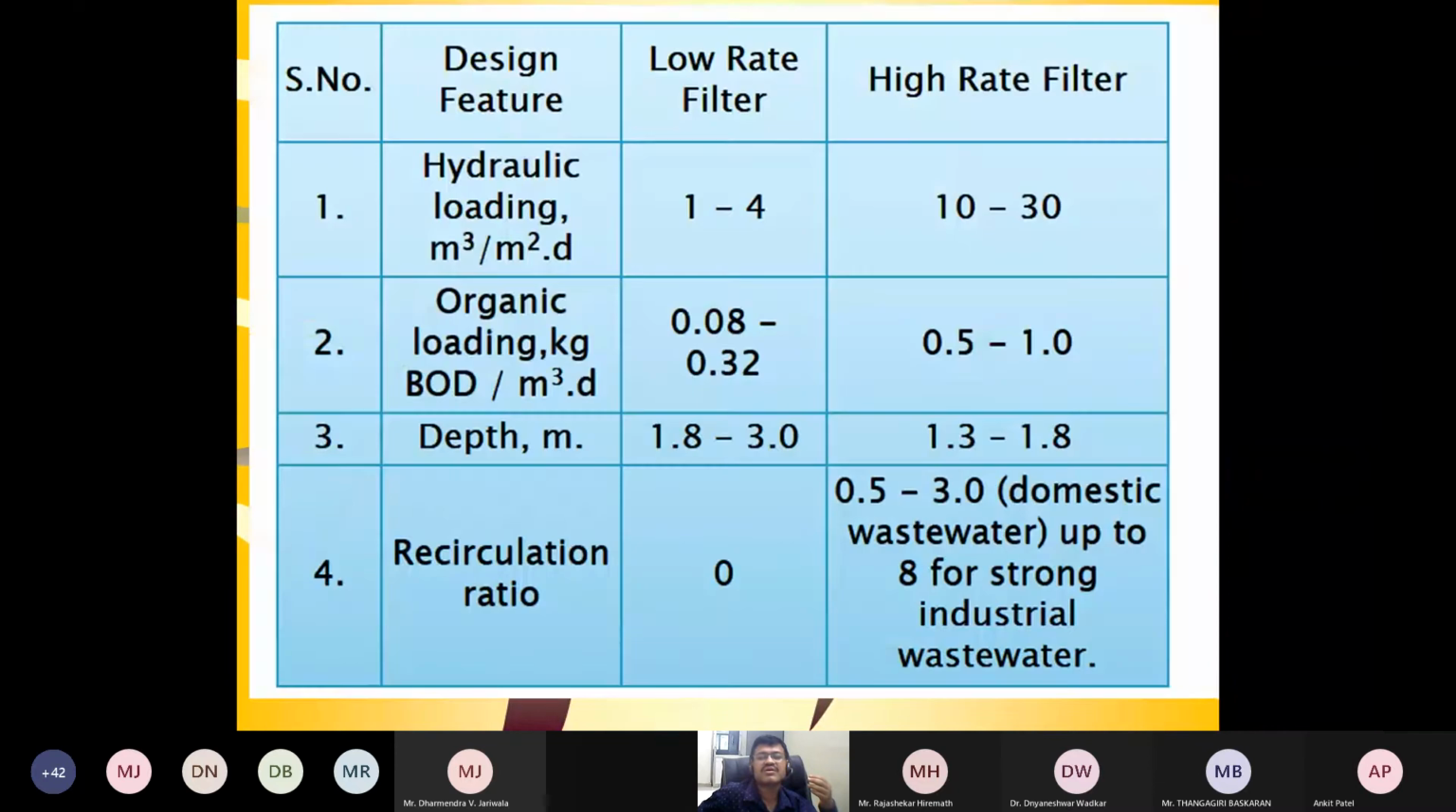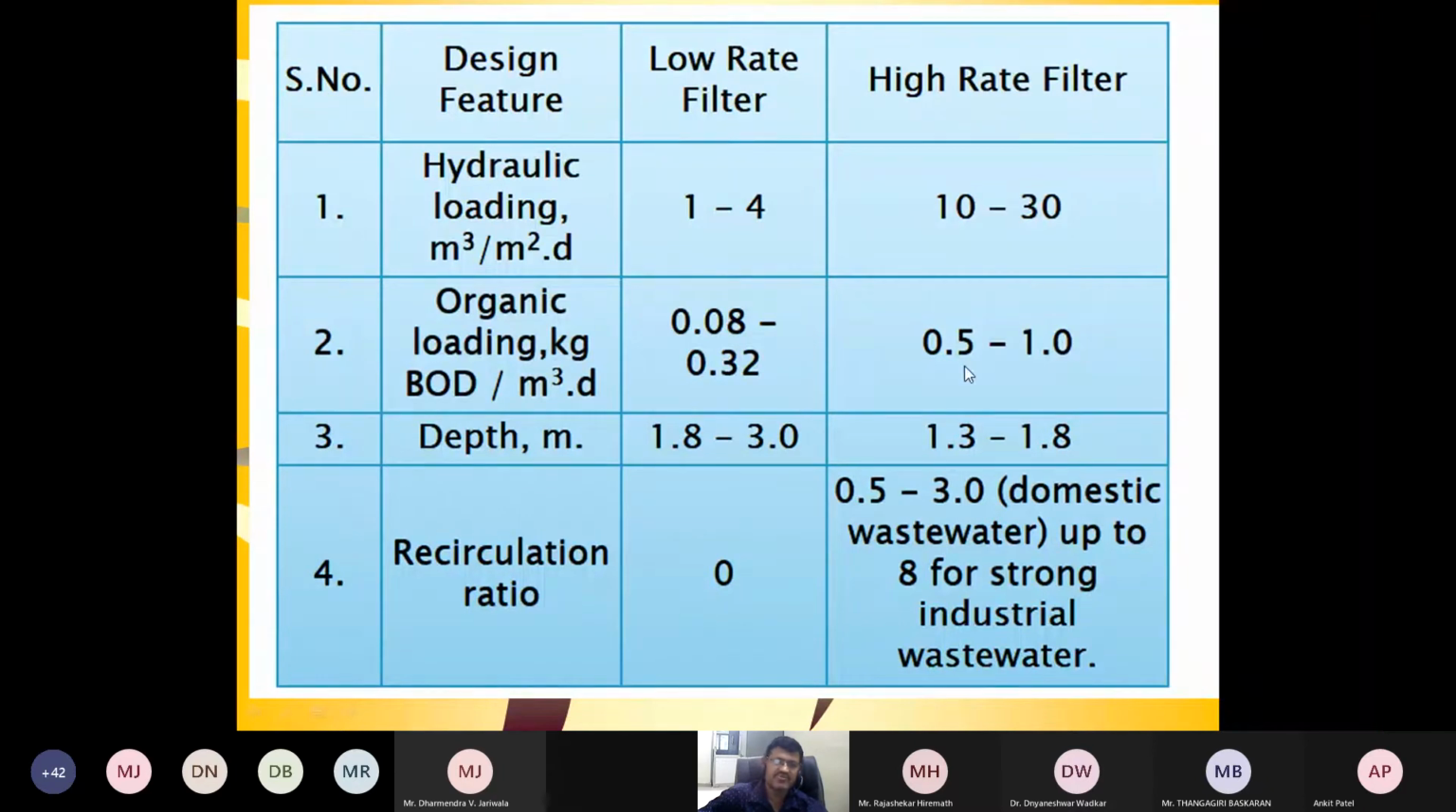This is the table. There are low rate filters and high rate filters, depending upon hydraulic loading. Here we are concerned about the hydraulic loading, not the F by M ratio, food by microorganism ratio. We are concerned about hydraulic loading and organic loading. Organic loading is how much kg BOD we are giving per meter cube of the reactor per day. It is around 0.5 to 1 kg BOD per meter cube per day in a high rate filter.